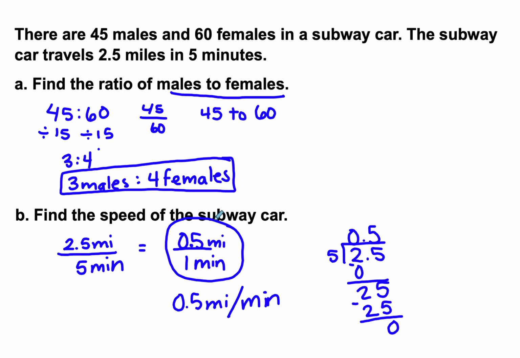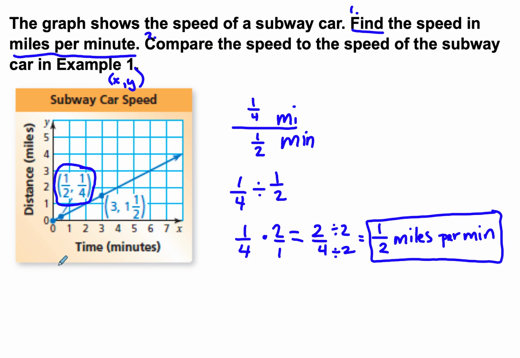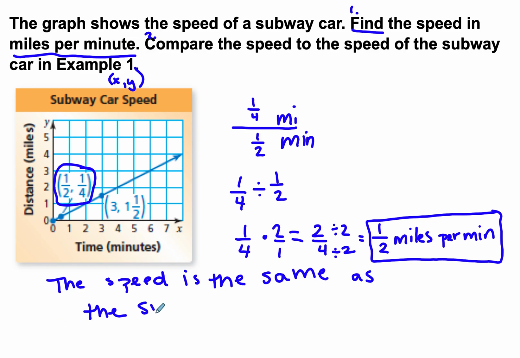Our subway car, remember, was 5/10 miles per minute. And now I have 1/2 miles per minute. So that's going to be the same. 1/2 and 5/10 are the same. So I'm going to write the speed is the same as the subway in example 1.